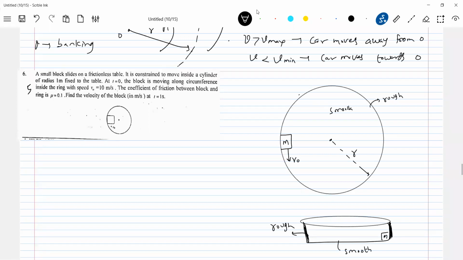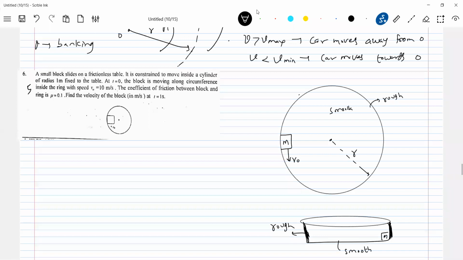You take some block or some vegetable, a cucumber or something, and keep it in a plate. The plate will have side walls, and along the circumference you just kick it or give it velocity. Sir, how to give velocity? Strike it, then it will start moving along the circumference, and the side wall, the vertical wall, will be rough. It will offer some friction.